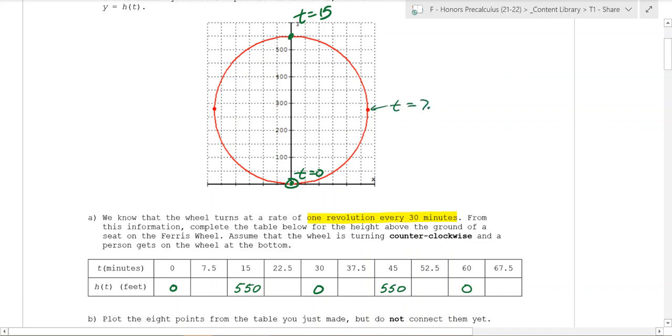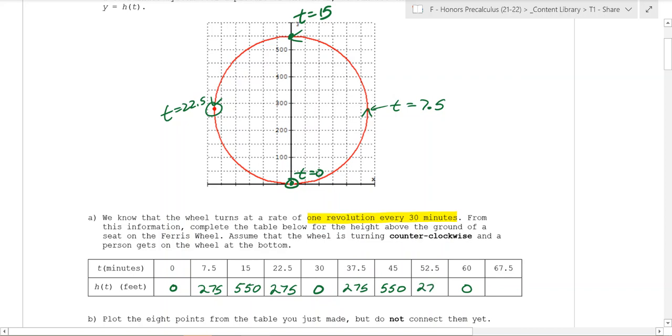Time equals 7.5 minutes, so it's going to be halfway up. Well, halfway between 0 and 550 is 275. And then it's going to be here at time equals 22.5 minutes. So it's going to be coming back down again, but you'll be back at the halfway, the midline, which we'll be talking about, 275. So all of these are back at the midline here. So they are 275 and 275. So when we fill this in, we end up with this.